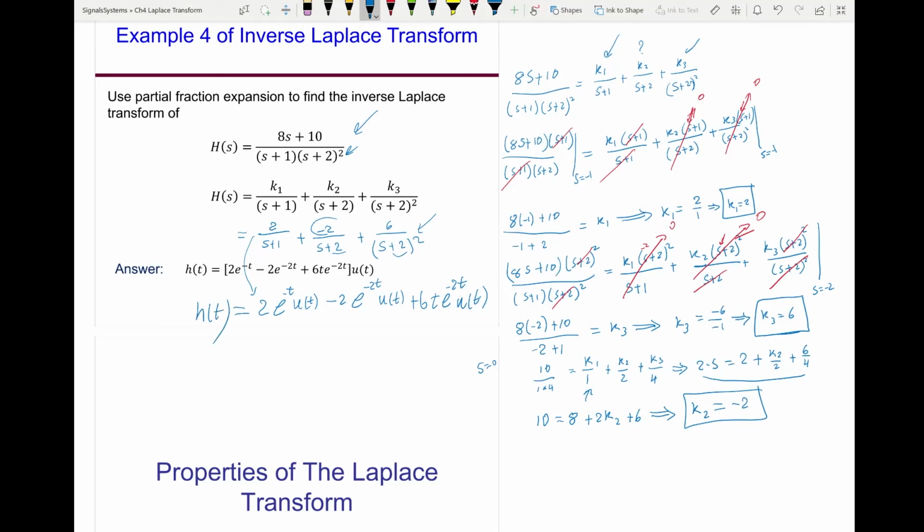By these 4 examples, we covered all possible partial fraction expansions to find the inverse Laplace transform. Thank you. And the next video will be on the properties of the Laplace transform.